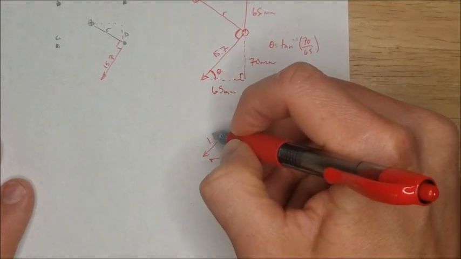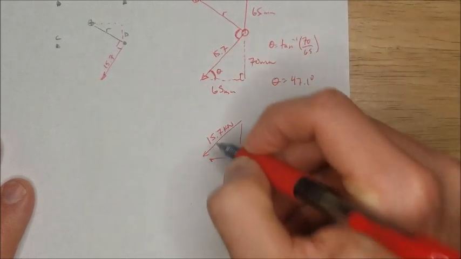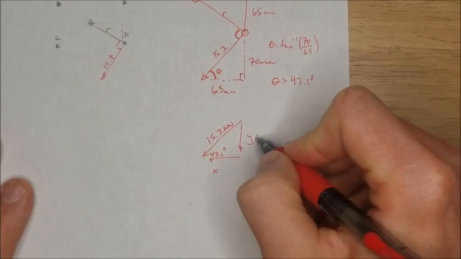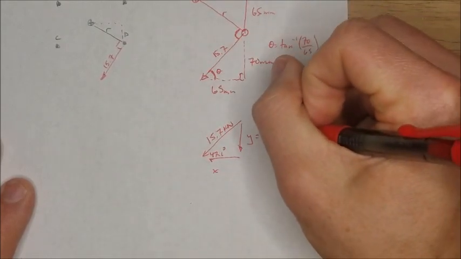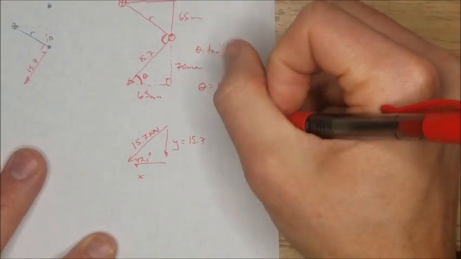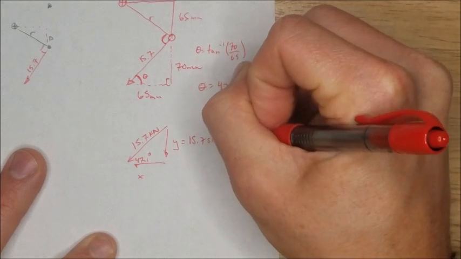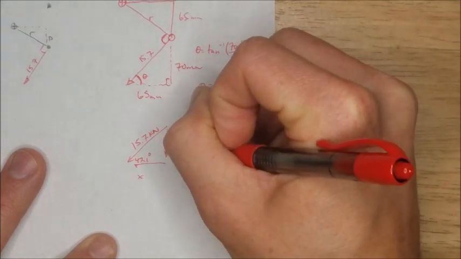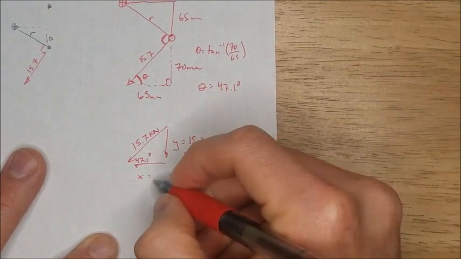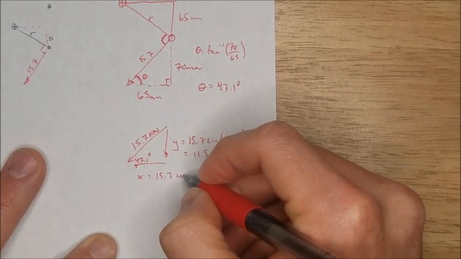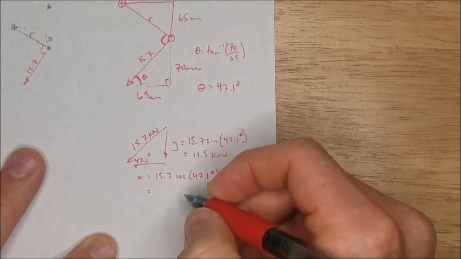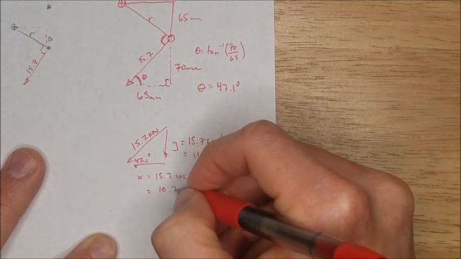We know that our vector here is 15.7 kilonewtons, angle 47.1 degrees. What's our y value? What's our x value? Easy. Trigonometry, we can do it. Y value, 15.7 times the sine of 47.1 degrees. It's going to equal 11.5 kilonewtons. Our x is going to equal 15.7 cosine 47.1 degrees. X component is going to equal 10.7 kilonewtons.